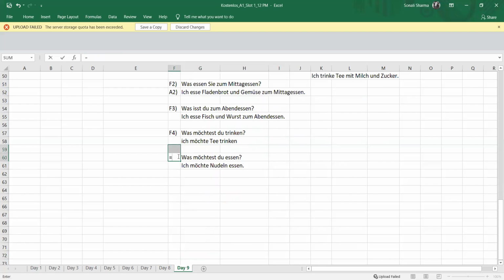Ich. Was habe ich gemacht? So was möchtest du essen? Ich möchte Nudeln essen. You can add any other food you want. Ich möchte Obst essen. Ich möchte Apfel essen. Ich möchte Fisch essen. Ich möchte Kuchen essen. I would like to eat cake. Ich möchte Tee trinken. I would like to drink tea. I would like to drink coffee. So ich möchte Kaffee trinken.